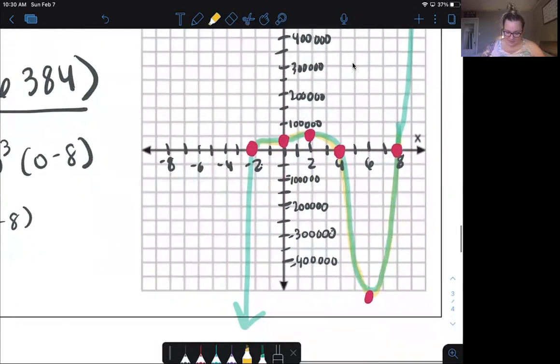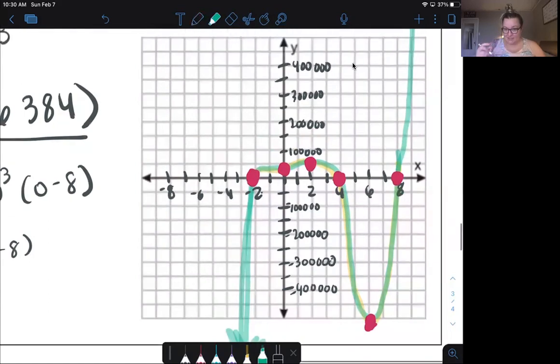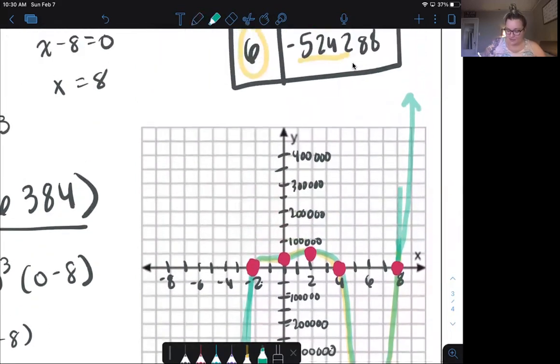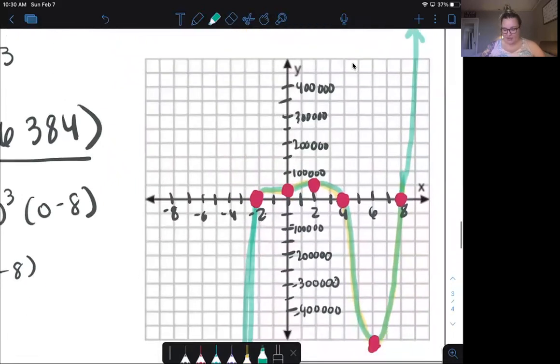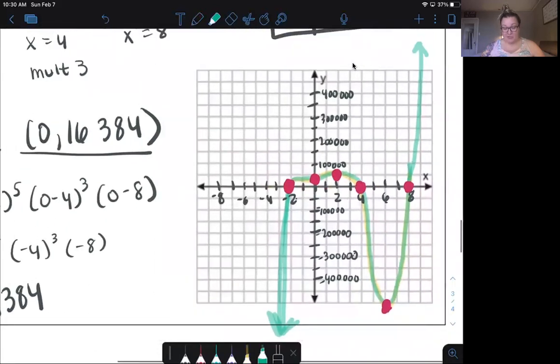So then I plotted all my x-intercepts at -2, 4, and 8. I plotted my y-intercept, the point I found for x equals 2, the point I found for x equals 6, and then I sketched in my graph. I knew that my end behavior was down, so from the far left x-intercept I needed to go down, and from the far right x-intercept I needed to go up. And that is my graph. Hopefully your graph turned out similar.